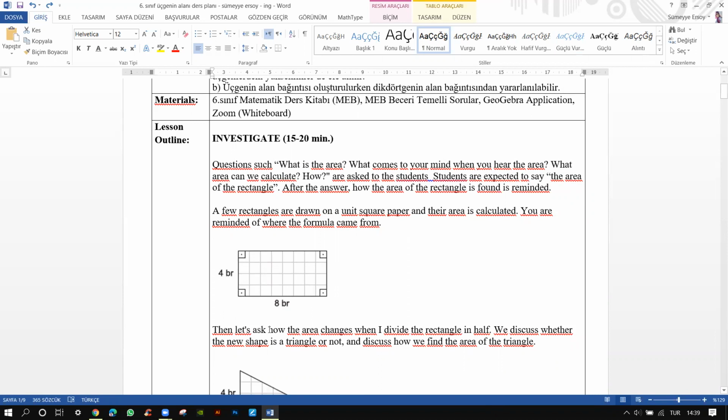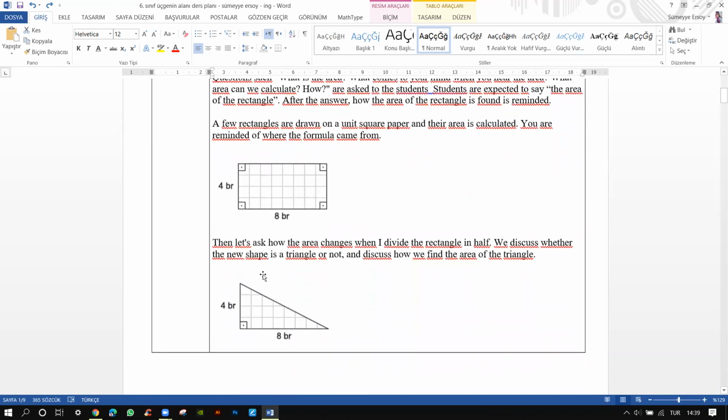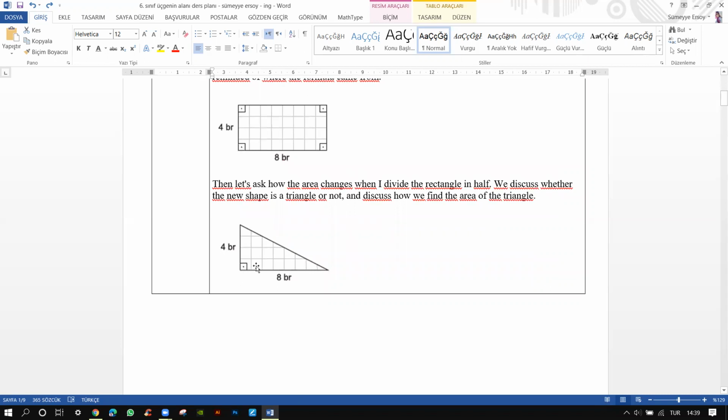And then I divided it into 2 parts equally. You can see here, which equals the triangle. By dividing the area of the rectangle, they reach the area of the triangle. I want them to explore the formula of triangle, which is in the rectangle, the long side A, and the short side is B. And they can see here A times B over 2.